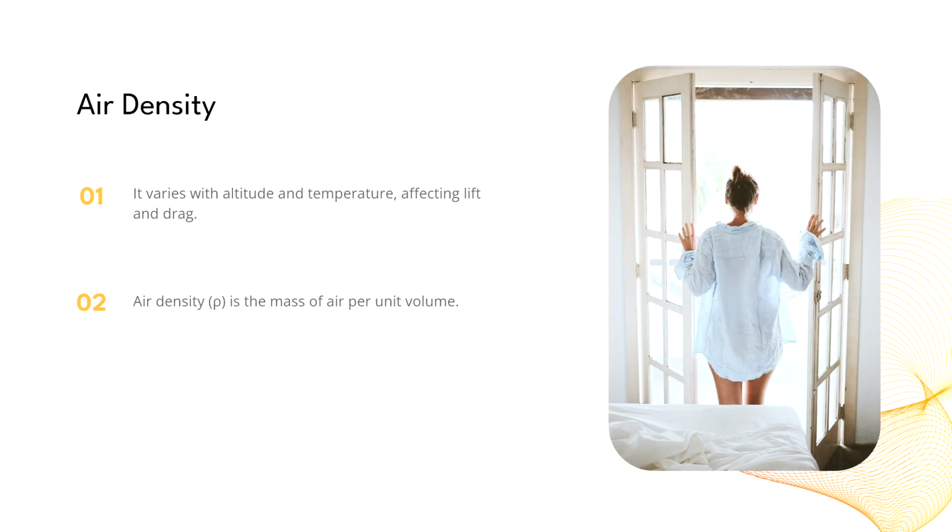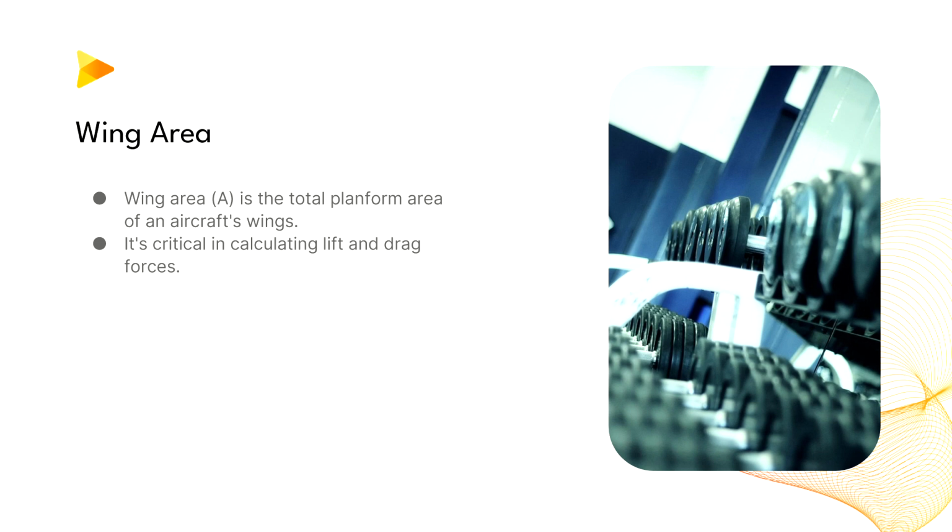So next, air density. It varies with altitude and temperature, affecting lift and drag. Air density is the mass of air per unit volume. So if this decreases and the total lift must equal the total weight to remain in flight, it follows that another factor needs to increase. So wing area. Wing area is the total planform area of an aircraft's wings. It's critical in calculating lift and drag forces.